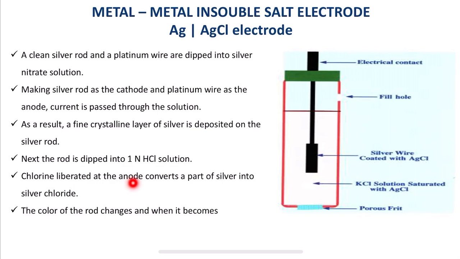Chlorine liberated at the anode converts a part of the silver into silver chloride. The color of the rod changes until it becomes purple. The flow of current is stopped and the electrode is removed, washed with water and preserved under water. The resulting electrode is called the silver chloride electrode. So this is an electrode reversible with chloride ions.